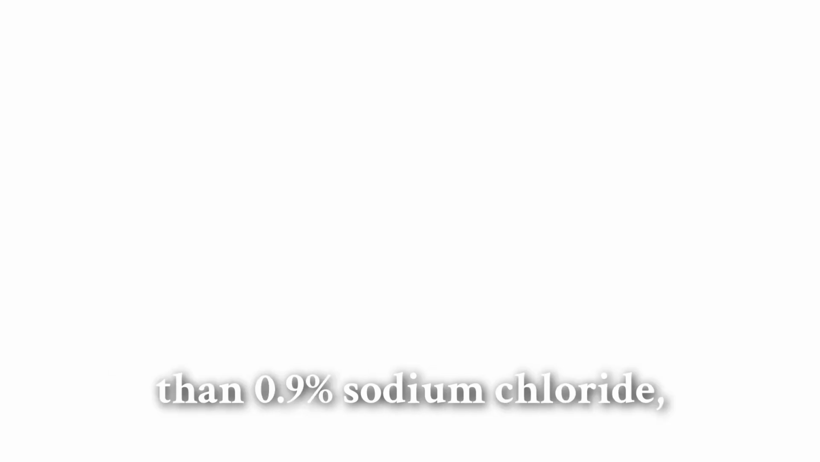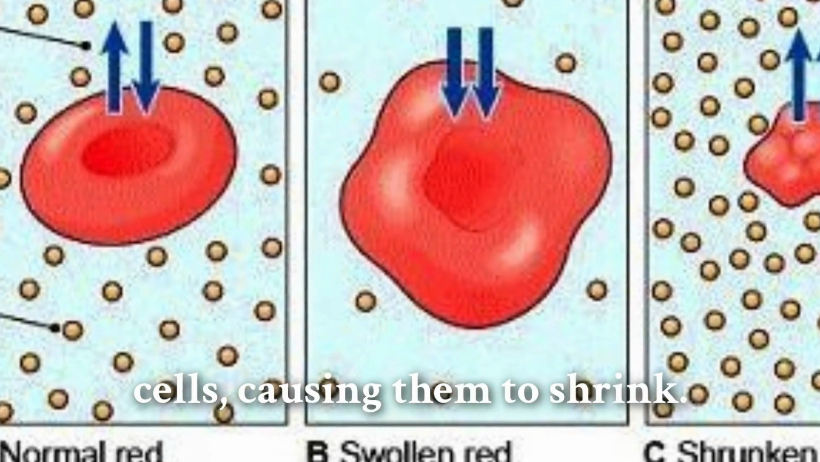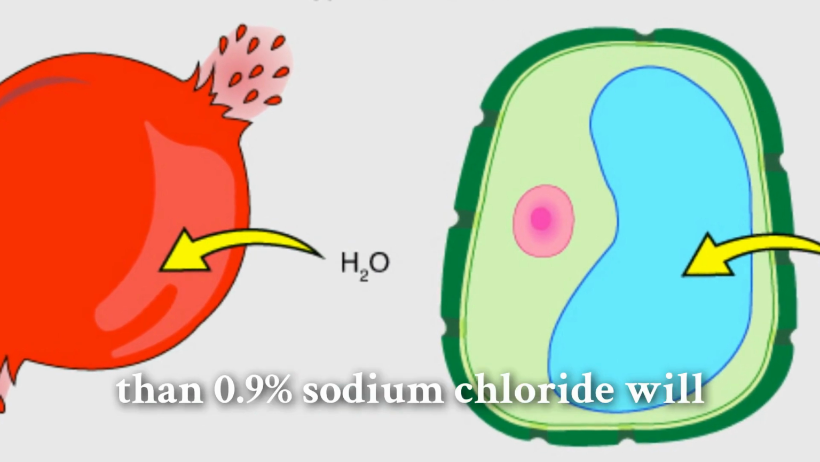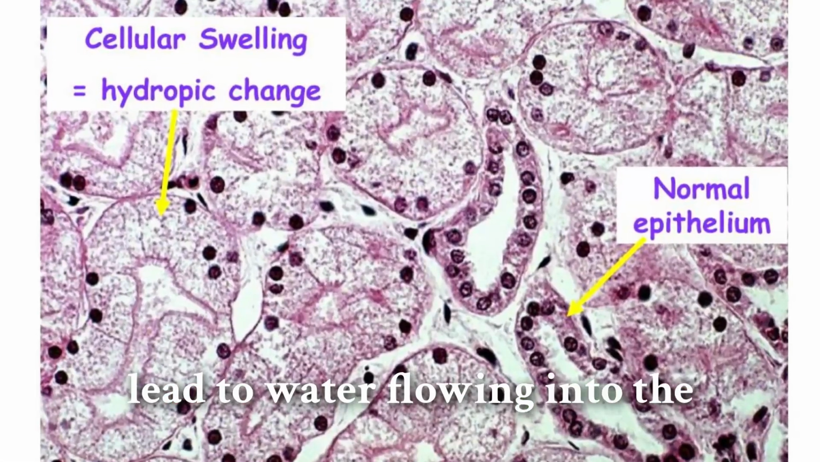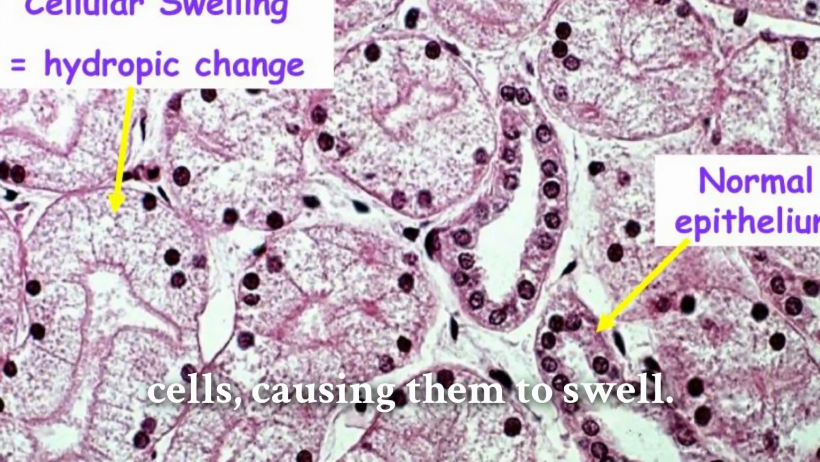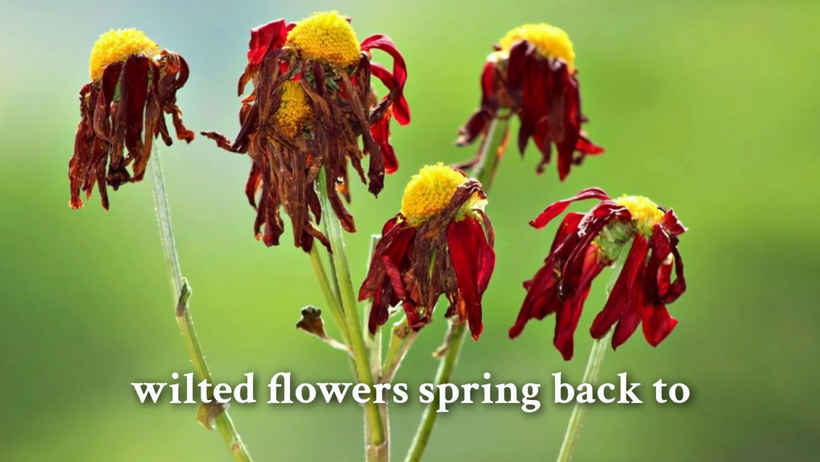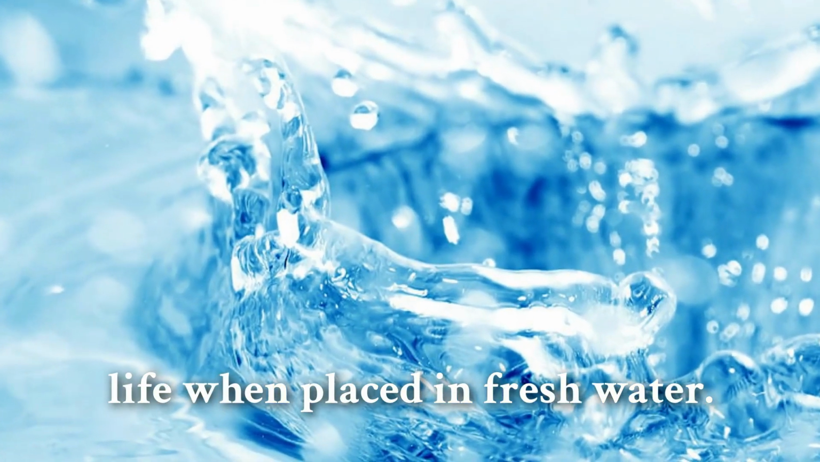Conversely, if cells are placed in a hypertonic solution with more than 0.9% sodium chloride, water will flow out of the cells, causing them to shrink. In contrast, a hypotonic solution with less than 0.9% sodium chloride will lead to water flowing into the cells, causing them to swell. In the fascinating world of osmosis, wilted flowers spring back to life when placed in fresh water.